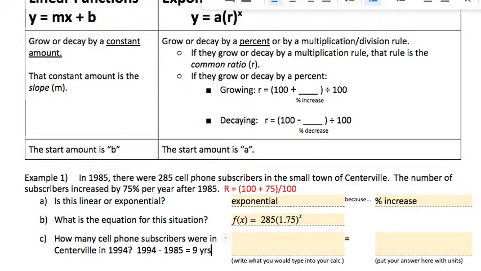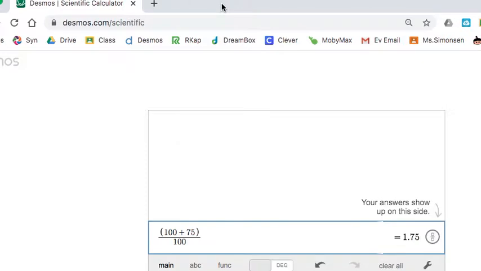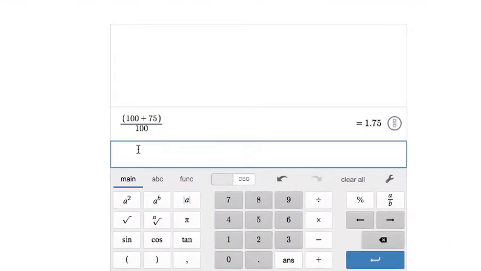Okay, so to type this into our calculator, I'm going to take this, and I can even just copy and paste it here. So 285 times 1.75, but instead of the x, I'm going to put a 9 in here. So that's what I type into my calculator. I'm going to copy it again, come back to my calculator, and paste that in. I do have to redo that exponent because it doesn't carry through.